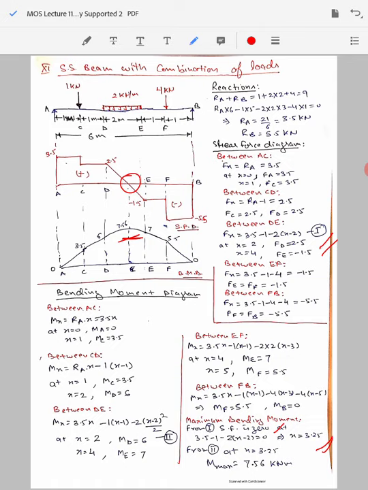Now we substitute this value of x equal to 3.25 in our bending moment equation for the span DE, or the equation 2, and when you substitute x equal to 3.25, you calculate the maximum bending moment as 7.56 kilonewton meter. So here in this figure the value of the maximum bending moment will be shown as 7.56 kilonewton meter, which is exactly at the middle of this span.